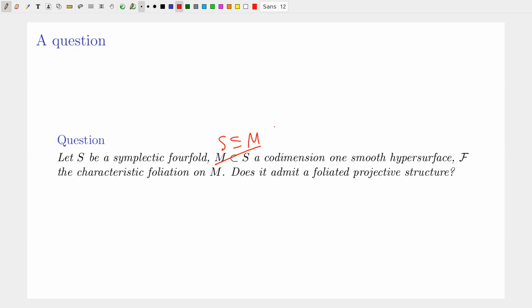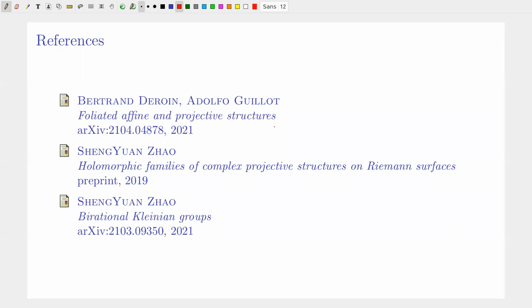And in general, our results tend to work better in even dimensions and less well in odd dimensions. So we know that these foliations, for example, do not admit foliated affine structures, but we do not know if they admit foliated projective ones. So let me finish just by stating some references.